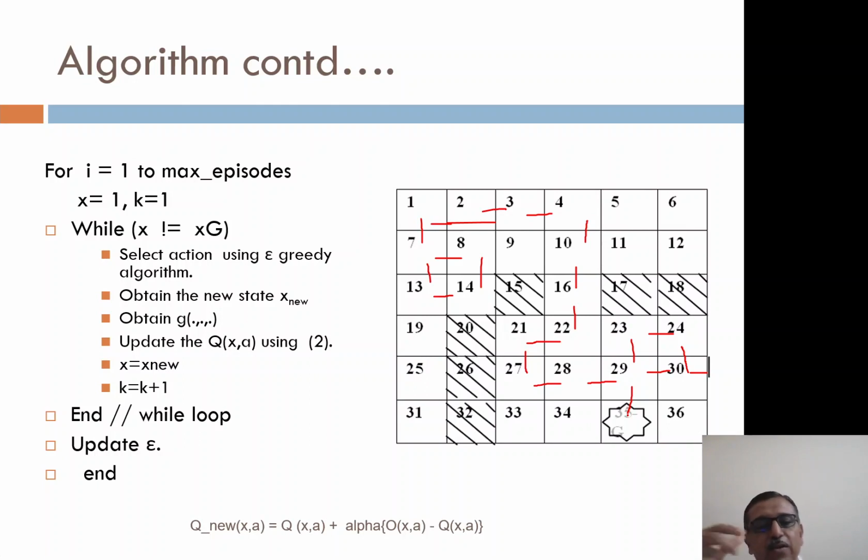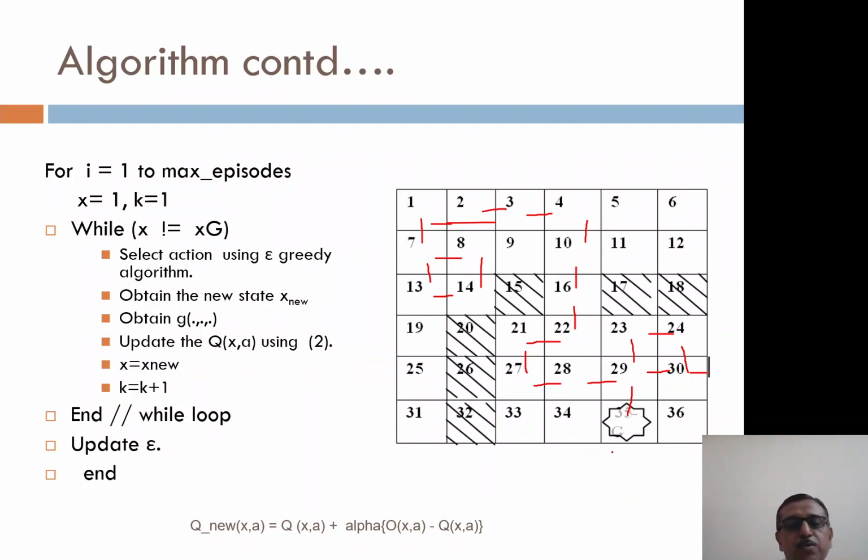In simulations, I'll show you the results. Initially, it may take some 100-112 steps to reach the goal state. This is called one episode. So once I finish one episode, I'll update the epsilon. Epsilon was 0.5. After I finish one episode, I'll reduce the epsilon.